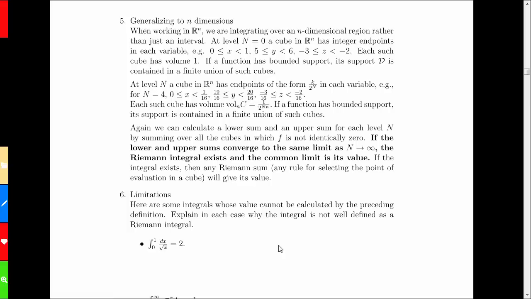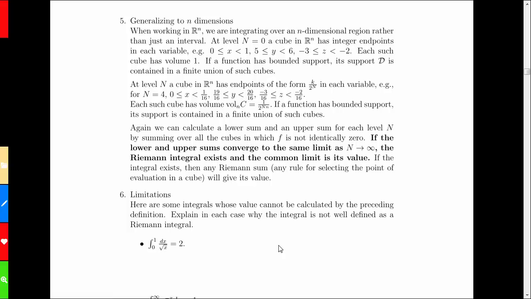Now we can follow exactly the same procedure. For each level n, we calculate a lower Riemann sum and an upper Riemann sum, and we only have to do the sum over cubes where the function has some non-zero values, where it's not identically 0. If we're lucky, as n approaches infinity, the lower sum and the upper sum will converge to the same limit. If that happens, we say the function is Riemann integrable, and the common limit of the lower sum and the upper sum is the value of the Riemann integral.